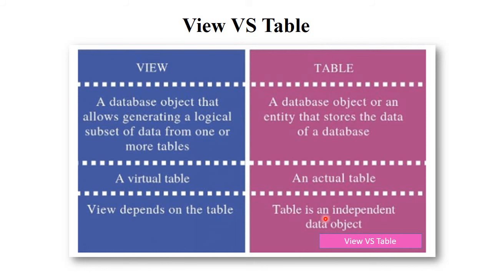Next, table is independent data object. You can create table independently in database, but view is completely depend on table. You can't change row name or column name in view. View can display the actual table as it is as per the requirement, right? So this is the difference between view and table.